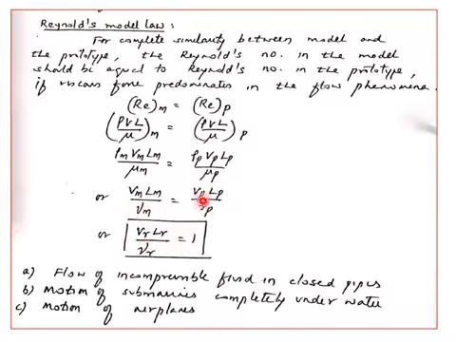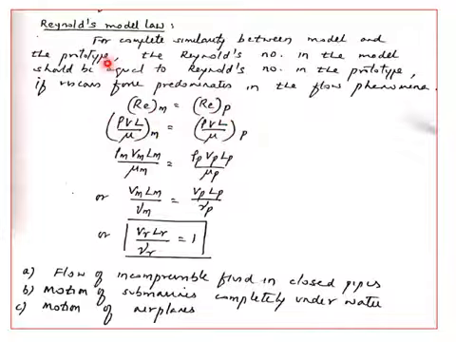So you can use either this formula or this formula for solving the problems. But finally, you should know that for a complete similarity between model and prototype, the Reynolds number in the model should be equal to the Reynolds number in the prototype, which is the basic equation to solve the problem.